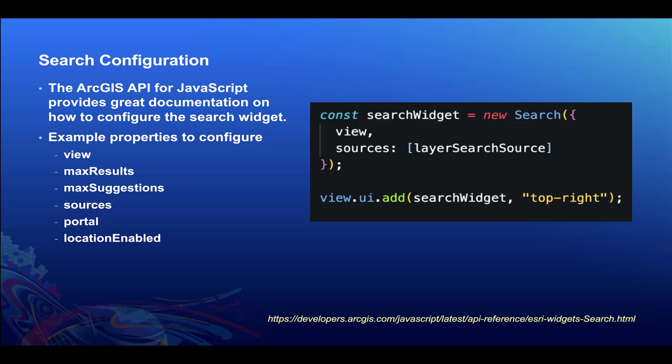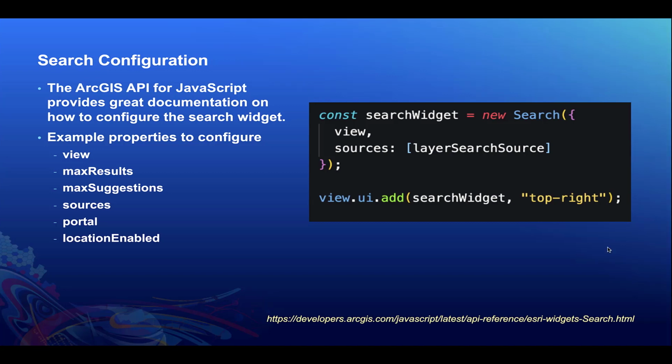If you take a look at the graphic on the right, you'll see the typical usage of search in the code. Here, we're just simply passing in the view, along with the sources property that has a single layer search source. And we're then adding the search widget to the view's UI.